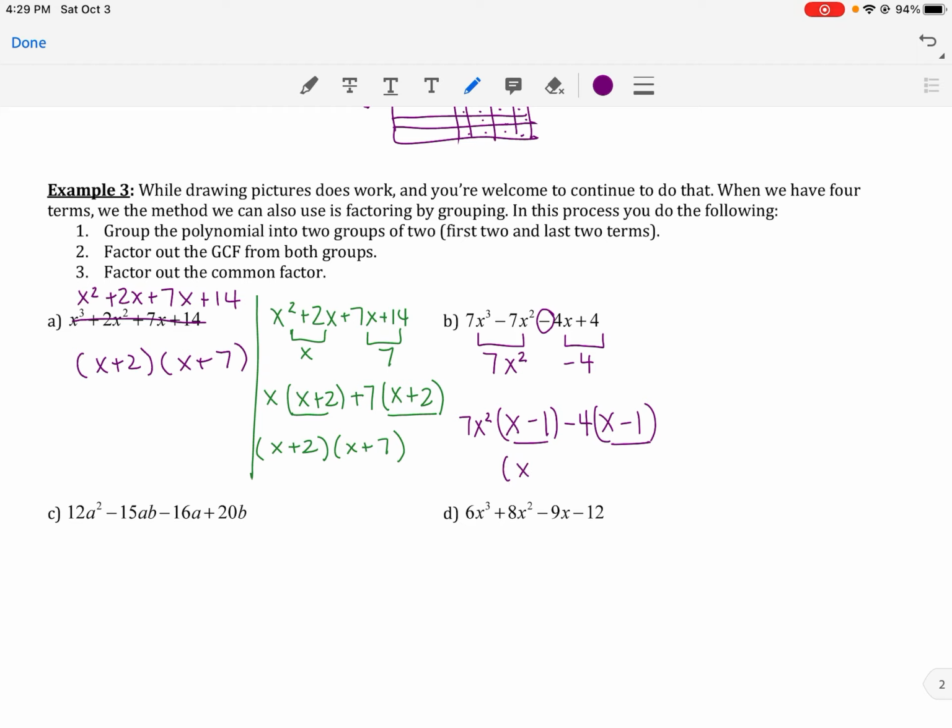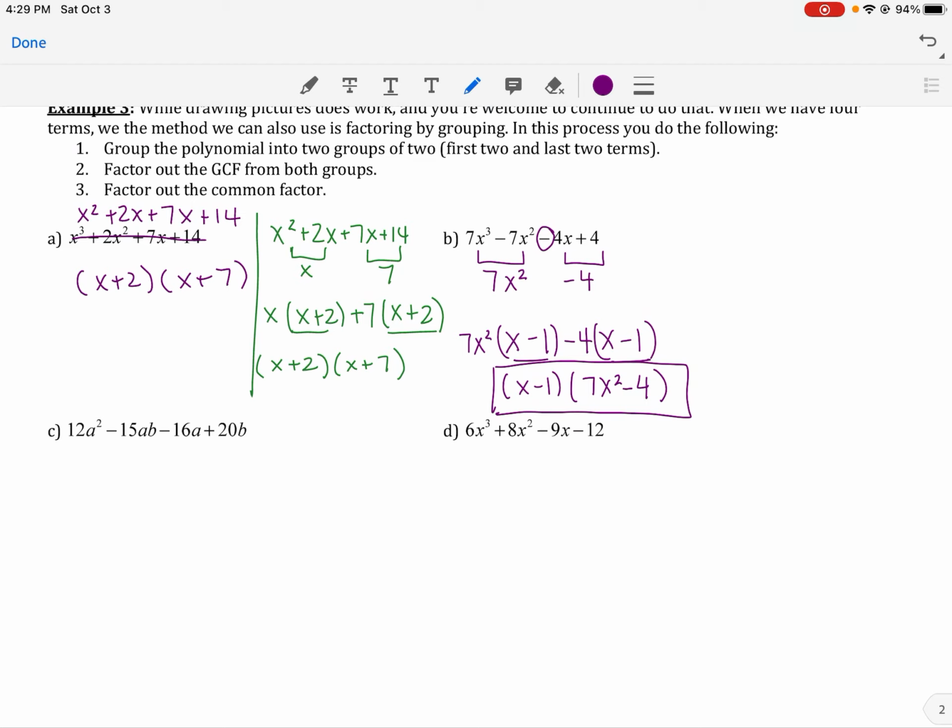So think about taking out the x minus 1. What are the two leftovers? You've got 7x squared minus 4. So think about, hey, we did the opposite of distributing here, right? And then that 7x minus 4 would distribute each part to the x minus 1.